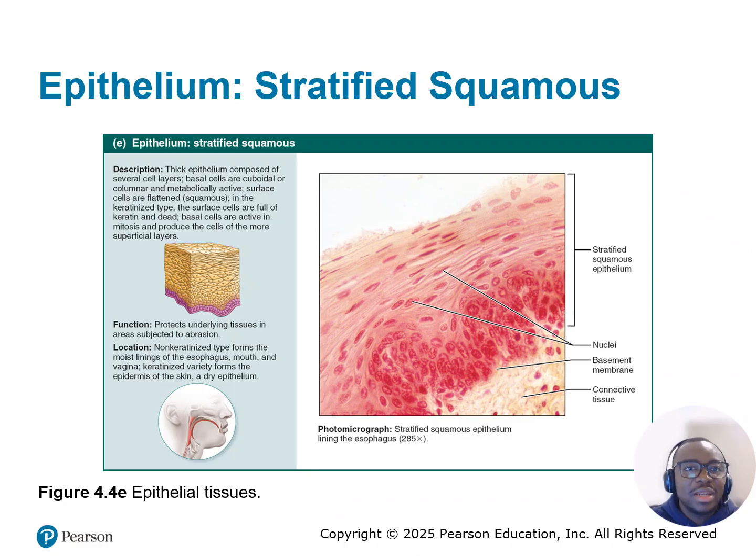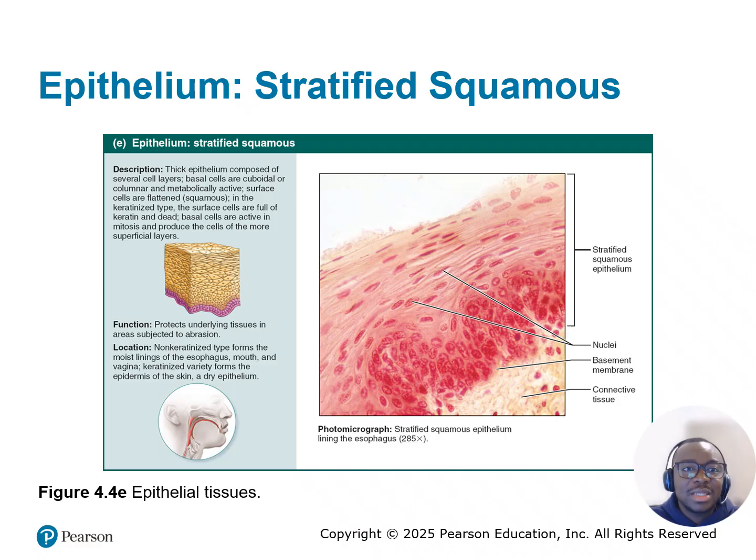Next is stratified squamous epithelium. As already mentioned, stratified epithelial tissues have two or more layers of cells. Stratified squamous epithelium is composed of several cell layers. The basal cells are cuboidal or columnar and are metabolically active, while surface cells are flattened and squamous. Stratified squamous epithelium can be keratinized or non-keratinized.